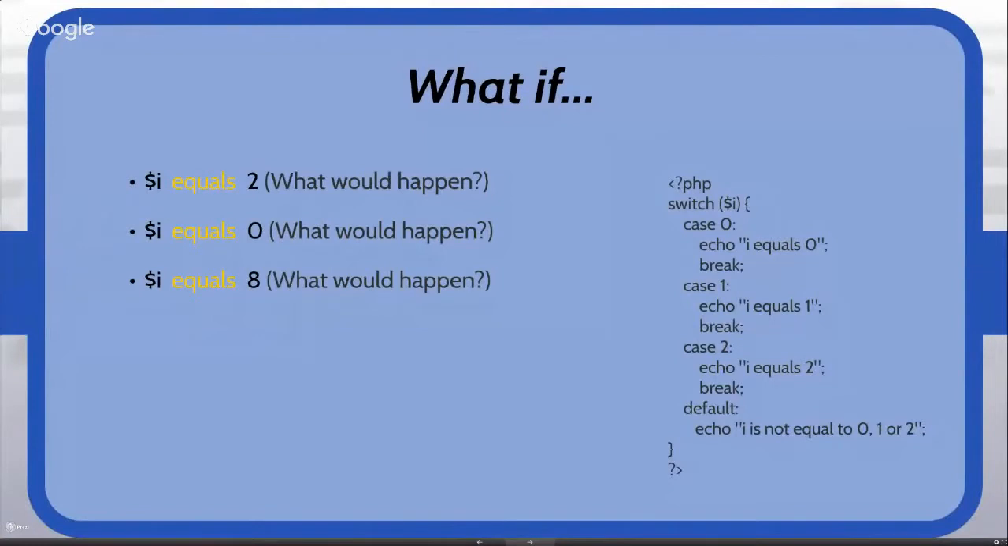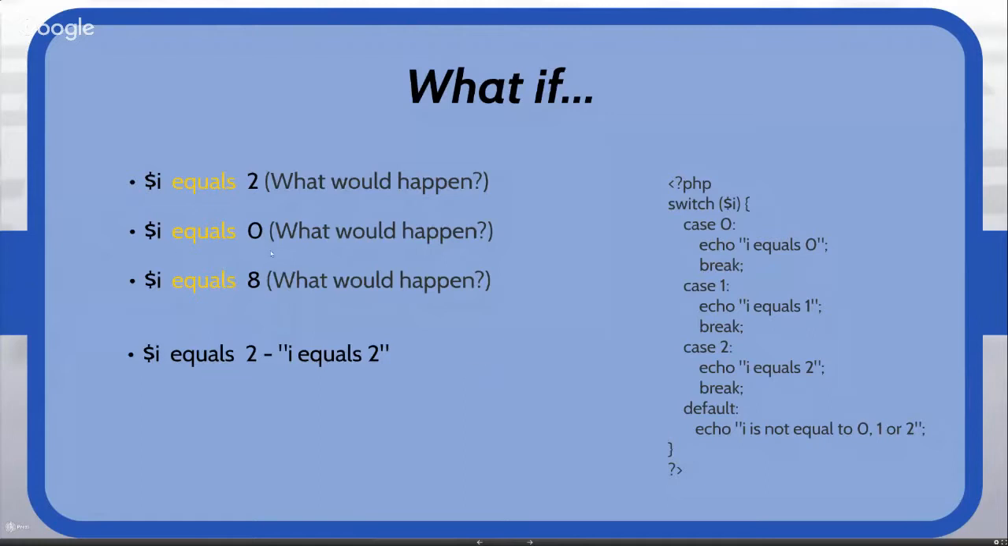So I prepared a couple what ifs for you. And we'll go one by one here, but what if I equals 2? What would happen? Well, if I equals 2, it's going to skip over the case 0, case 1, and then it will match up with case 2. So it should go ahead and say I equals 2 as the display of the output. Now in PHP we're echoing, so it won't be like HTML displaying it unless we actually have the echo displaying, but you get the point.